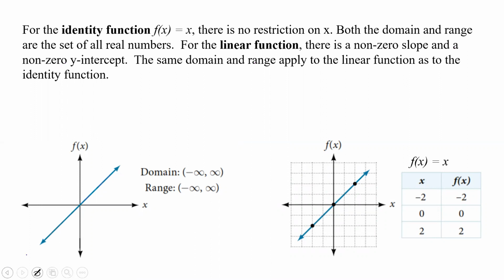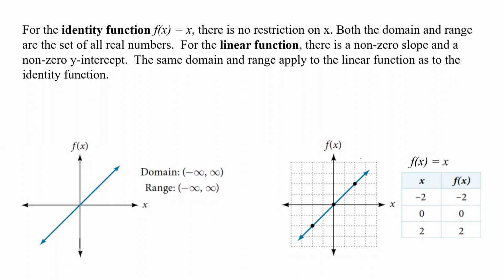You can see no matter how far down we go or how far up we go, it's still going to be on that line. The x's are going to continue to go to the left and to the right, so the whole domain is negative infinity to positive infinity. And our range, which is the up and down, is going to go down to negative infinity and up to positive infinity. So the range is also negative infinity to positive infinity.